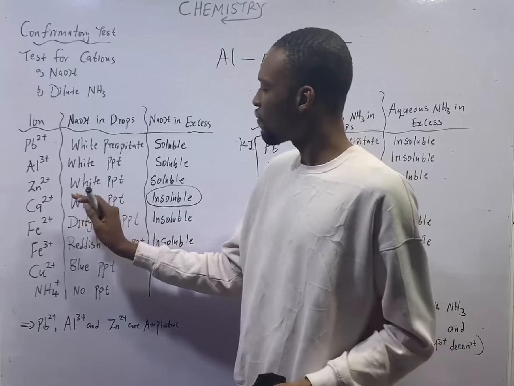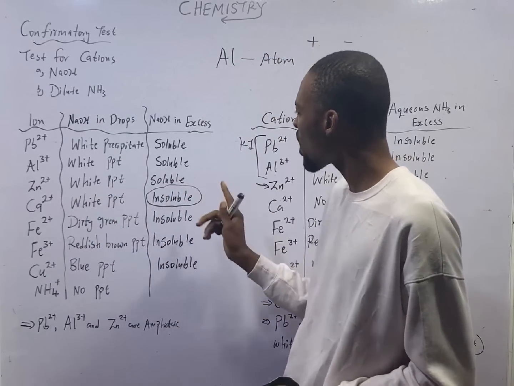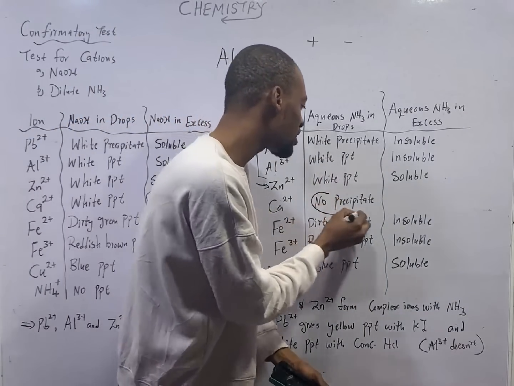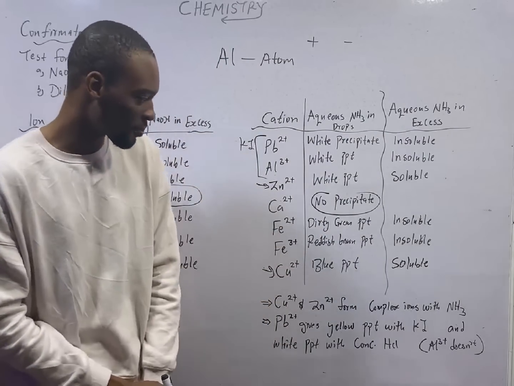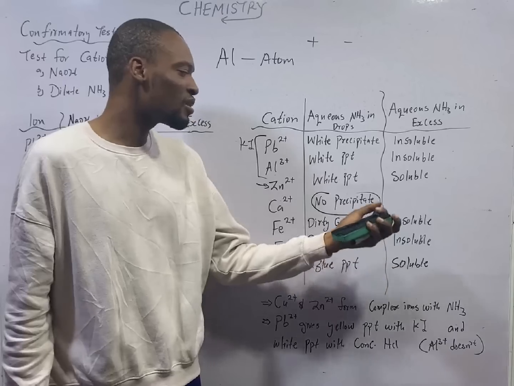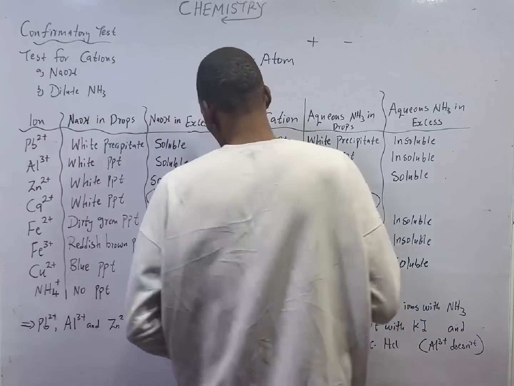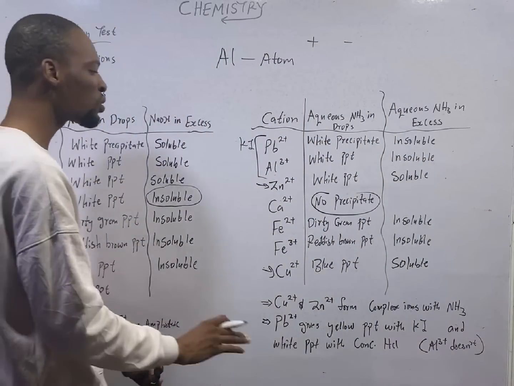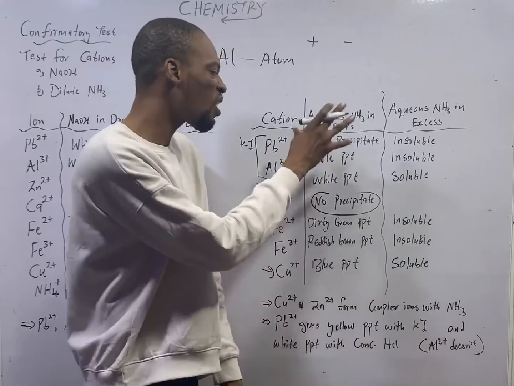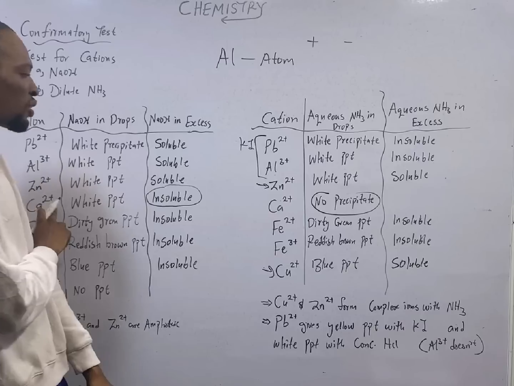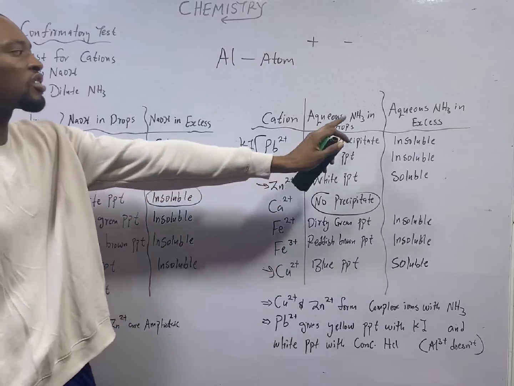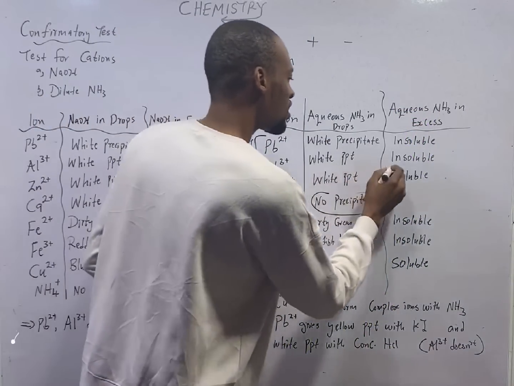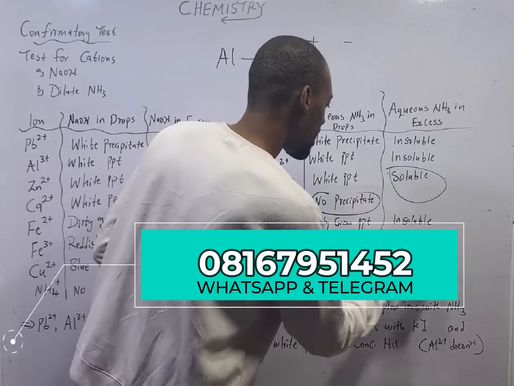Calcium ion here forms white precipitate which is insoluble. But when you test with aqueous ammonia in drops, calcium ion will not even form precipitate at all. No precipitate is detected. Then iron 2 will give you dirty green precipitate. Iron 3, reddish brown precipitate. Exactly the same thing you have here for the color. Even copper ion will also give you blue precipitate. The colors are the same except for calcium ion, which does not form precipitate with aqueous ammonia in drops. Then for solubility, they are all insoluble except for zinc ion and copper ion.